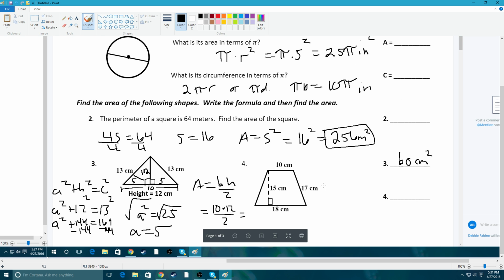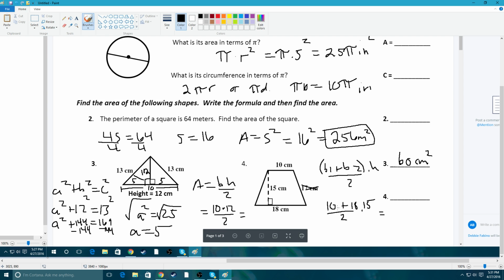Okay, for number 4, trapezoid. So b1 plus b2 divided by 2 times h. So b1 is 10, b2 is 18, divided by 2, times the height, which is 15. Don't use 17, that's the slant height.